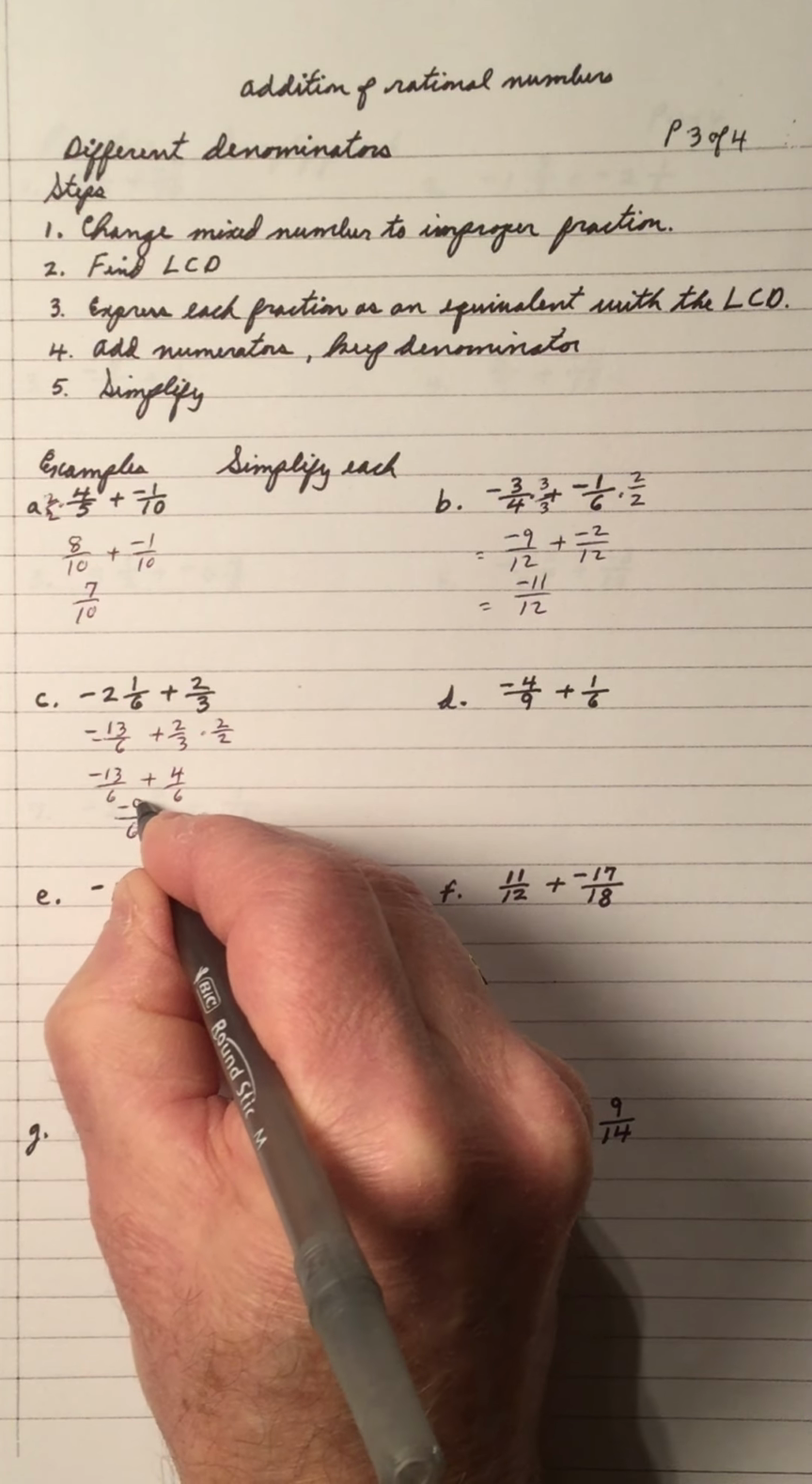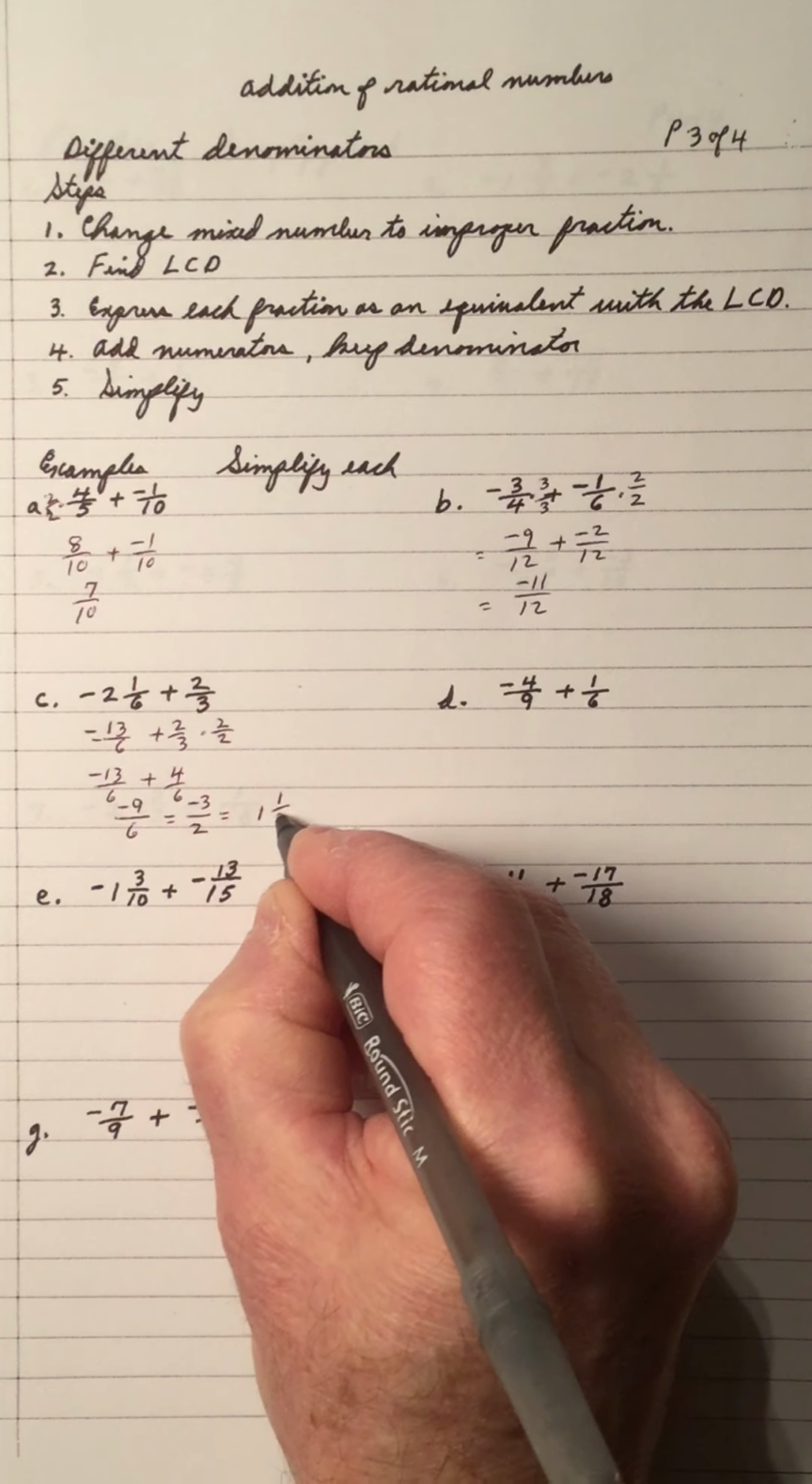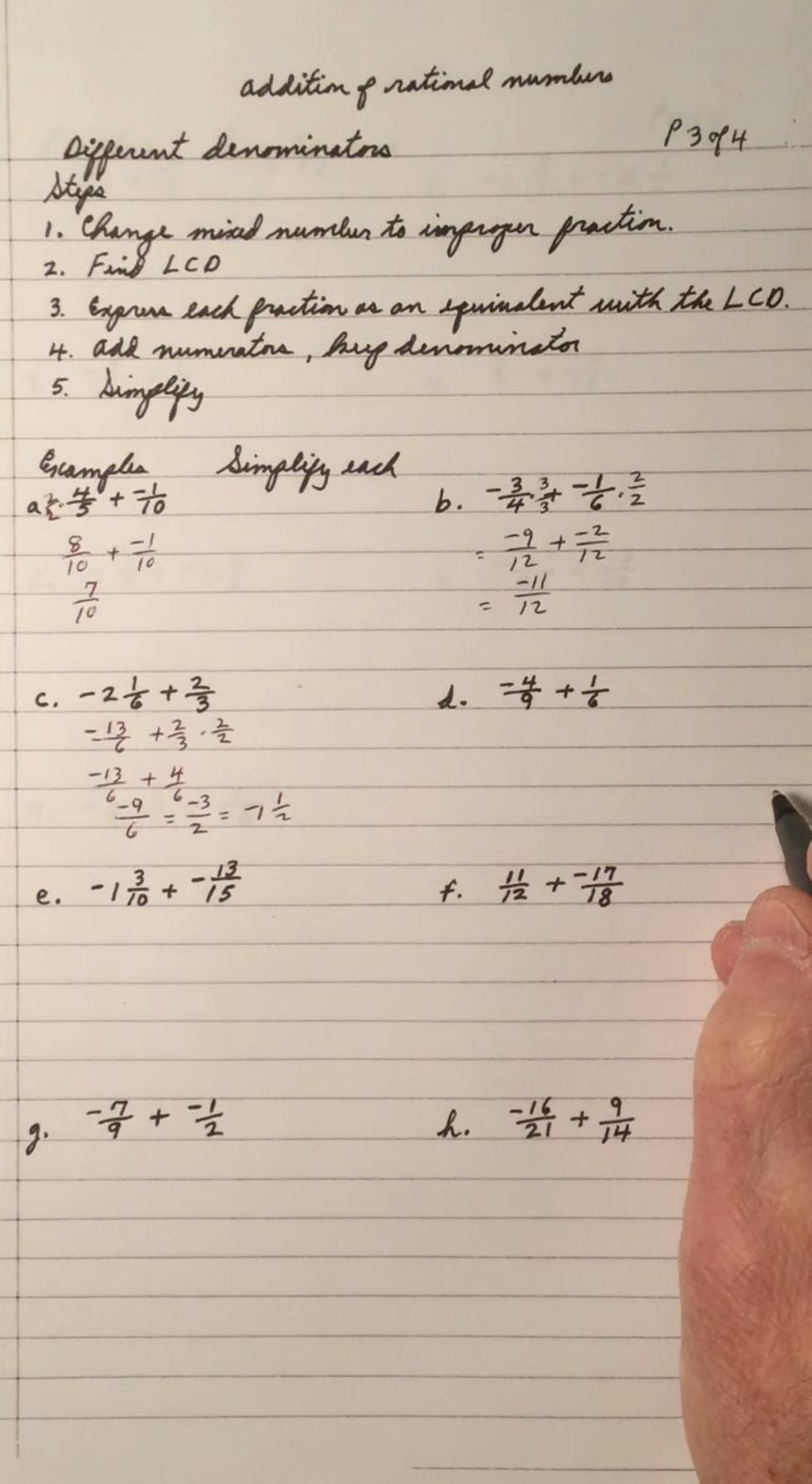And 3 goes into both of those, GCF. 3 into 6 goes 2. 3 into 9 goes -3. And we get 3 divided by 2 is 1, 1 left over, and it's negative.